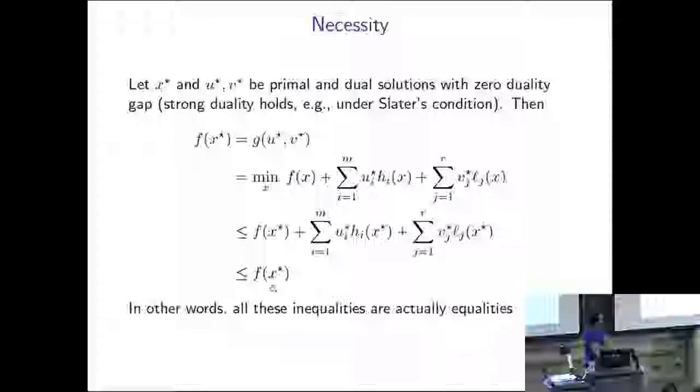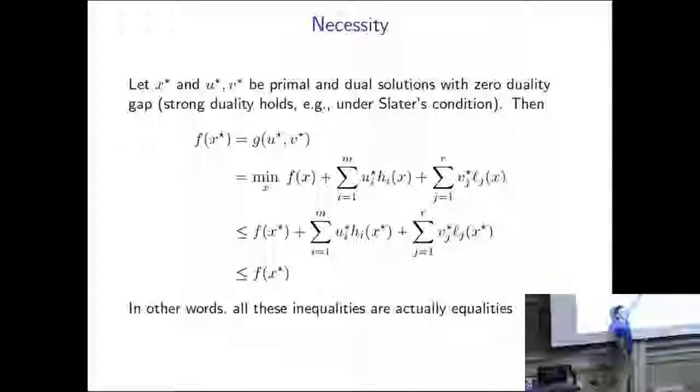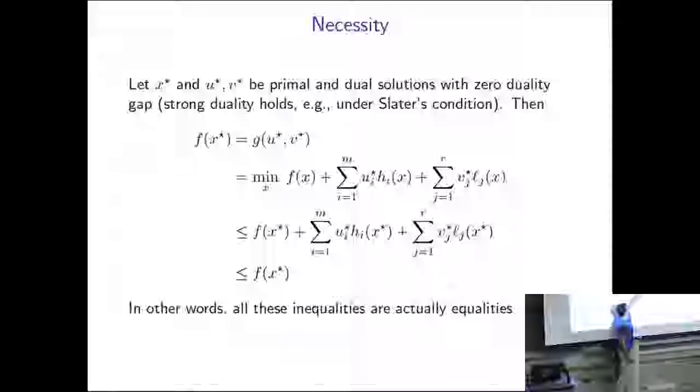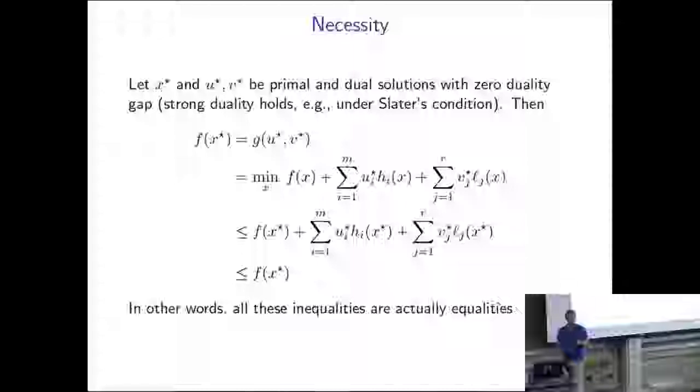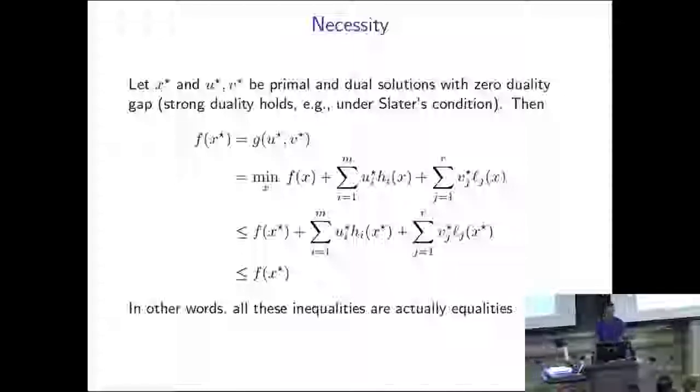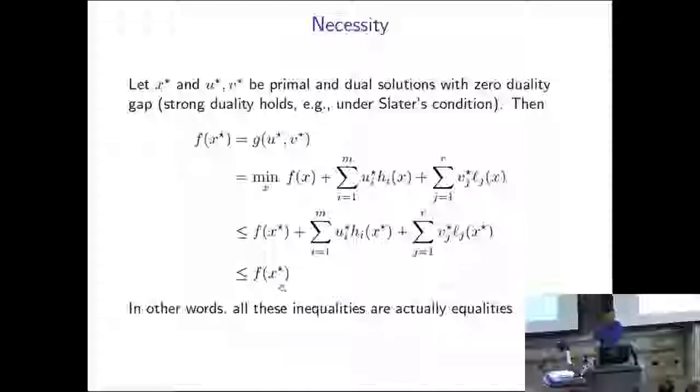And lastly, because x star and u star, v star were feasible for their own problems, this thing is going to be less than or equal to 0 for all i. That's going to be bigger than or equal to 0 for all i. So this whole term is less than or equal to 0. And this term is equal to 0, because these are equal to 0 for all j. So everything we've added here to f of x star is less than or equal to 0. That's just by feasibility. So we can say this is less than or equal to f star.